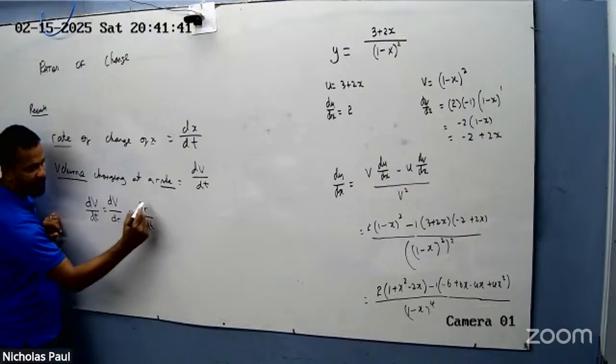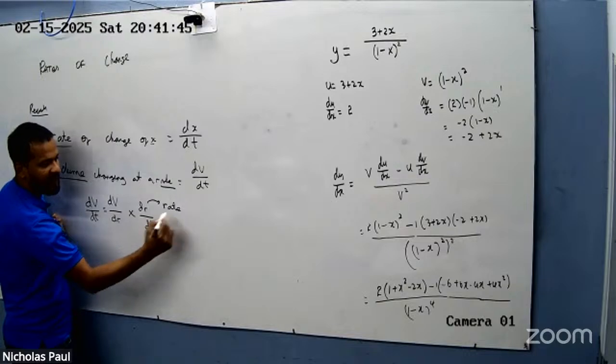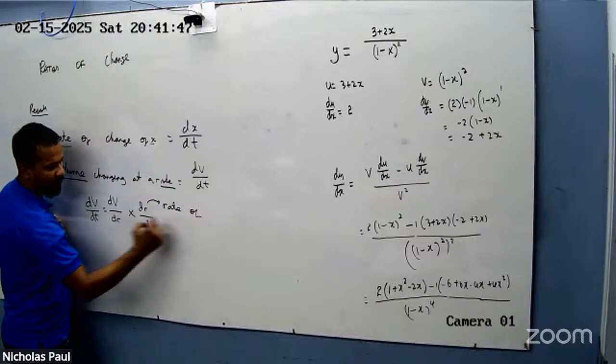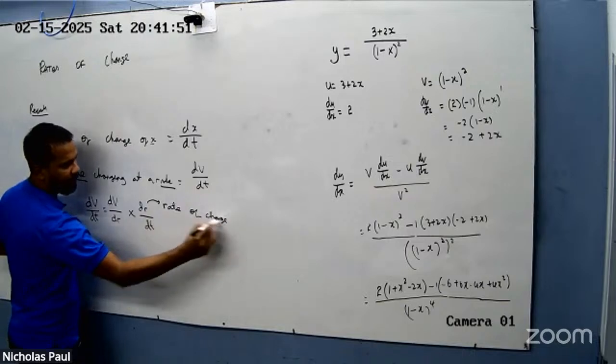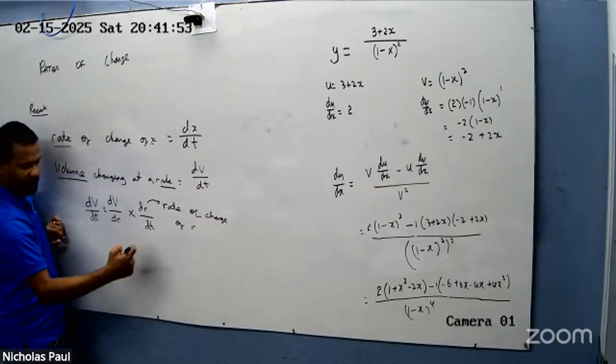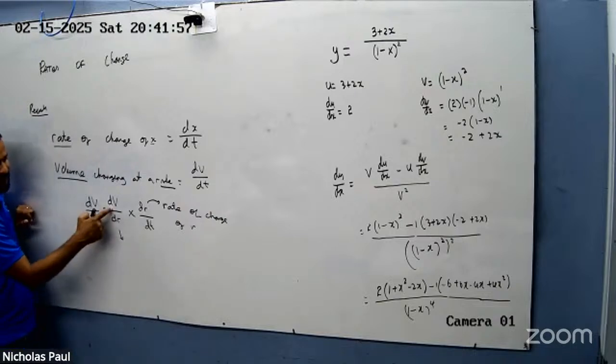What does dr/dt say? dr/dt is the rate of change of radius. Normally, they'll give us that. This one is the hard one. What does dV/dr say? It's the change in volume with respect to radius. How do we get that?